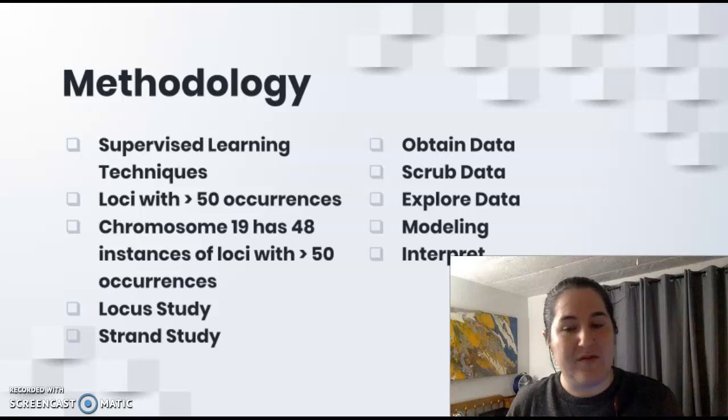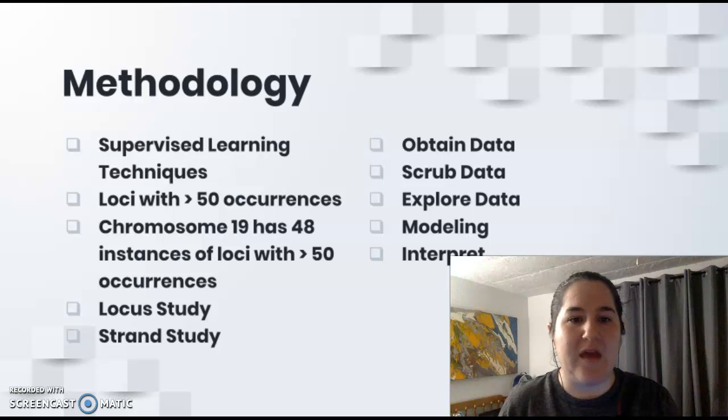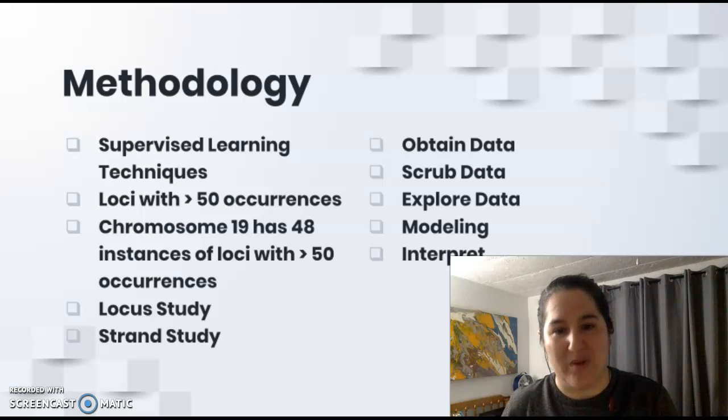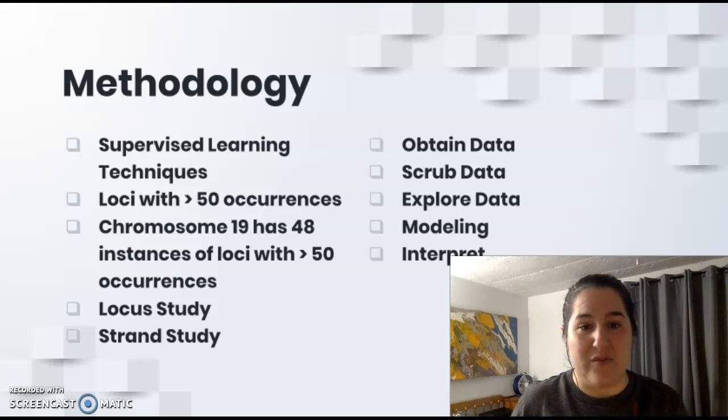Now, for this particular study, I used a supervised learning technique, which means I had labeled data. Now, I knew the locus that was being classified, and I chose to study loci that only had more than 50 occurrences, and I specifically picked out chromosome 19 because it has 48 instances of loci with more than 50 occurrences, which meant I had a really good wealth of that labeled data to use.